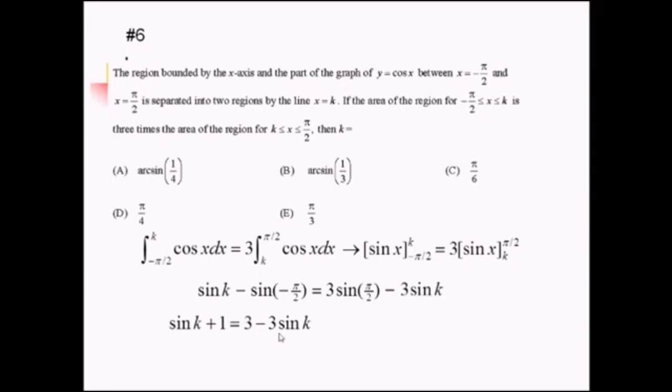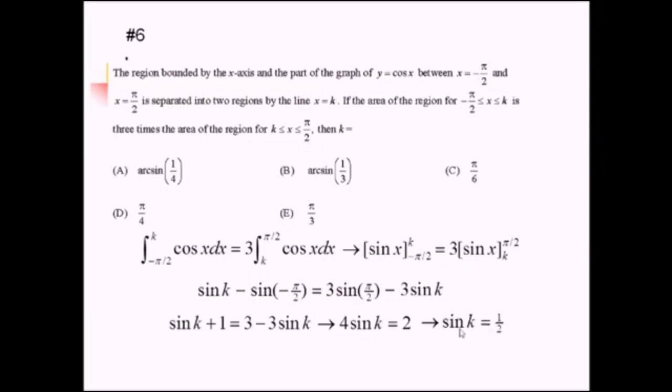So we're going to have 4 sine of k on one side, and 3 minus 1 is 2 on the other side. Dividing both sides by 4, I have sine of k equals 1/2. And we know there's lots of places where the sine of an angle is 1/2, but we're just looking for an answer between negative pi over 2 and pi over 2.